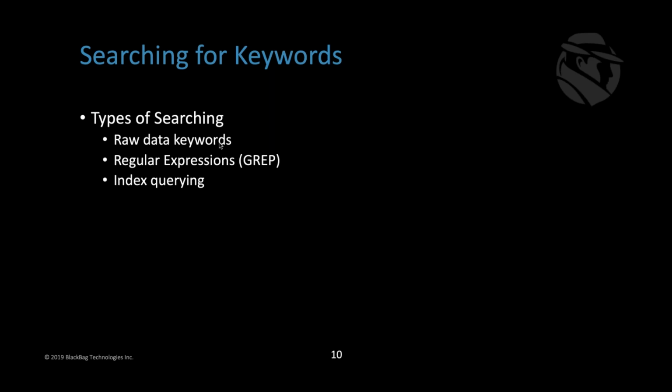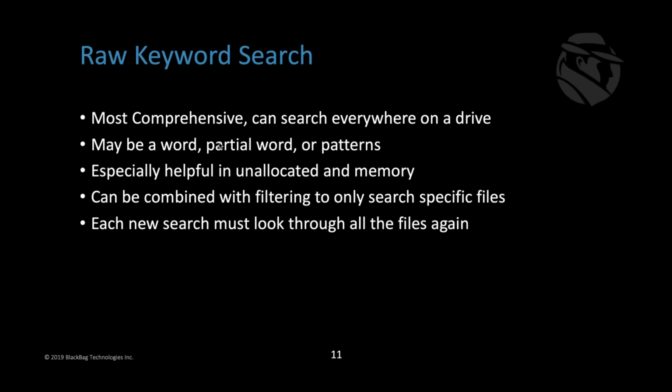And then the last type of searching, which is new for Blacklight in this latest release, is index querying. So with index querying, we'll talk about the advantages and how that works in the next couple slides.